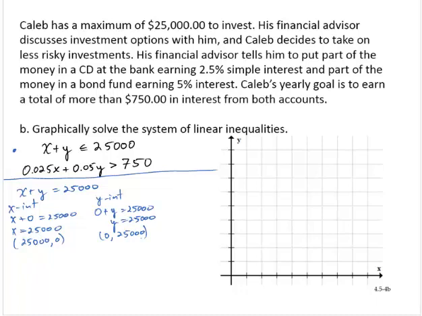So just kind of considering this, I'm going to use a scale of 5,000 on the axes. So this is 5,000, 10,000, 15, 20,000, 25, 30,000. Alright, so I have 25,000, 0. I have 0, 25,000. I will draw a solid line through those points.